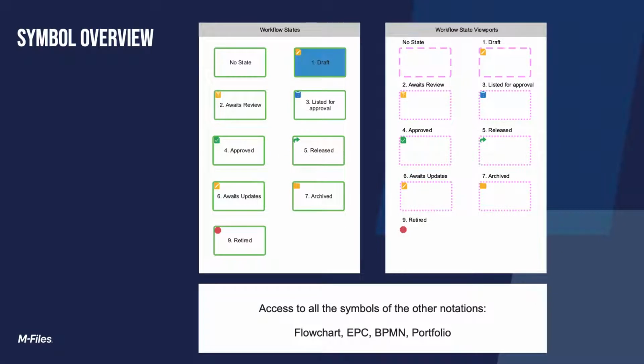The workflow map specific symbols that can be found in the library represent the workflow states available in the related M-Files workflow and will adapt dynamically to changes made in M-Files Admin. When these workflow states are added to the canvas, the connectors are also dynamically applied.